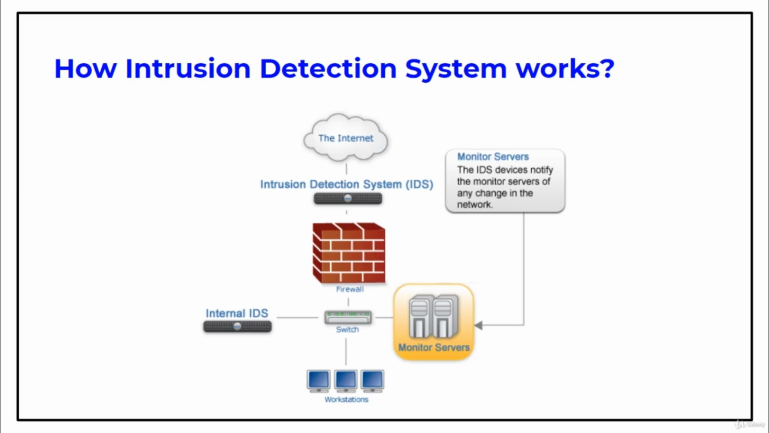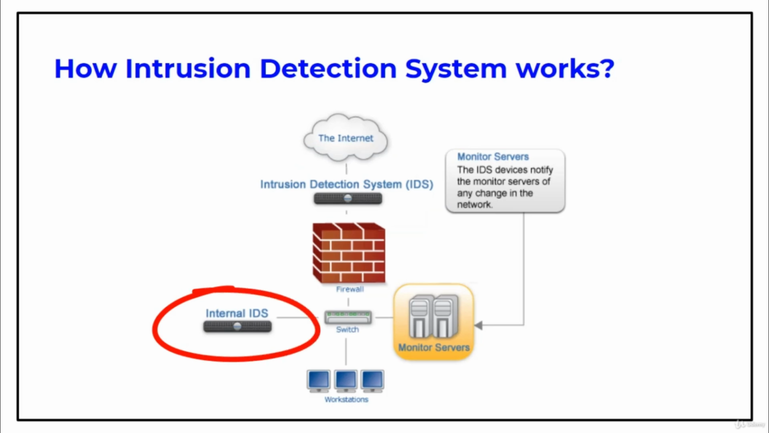Now let us see how intrusion detection system works. You can see in front of you the intrusion detection system is placed before the firewall and in between the internet and the firewall. Now there are two types of IDS. One is external IDS, which is placed in between the internet and the firewall, and another IDS is placed inside of the network, which is also known as internal IDS.